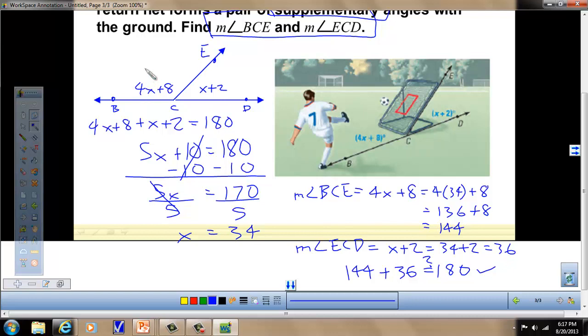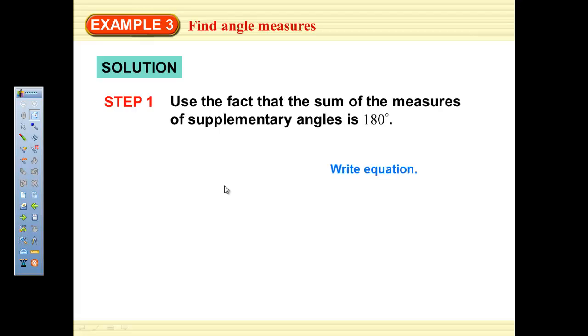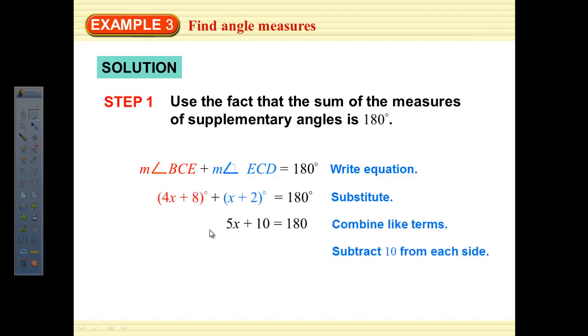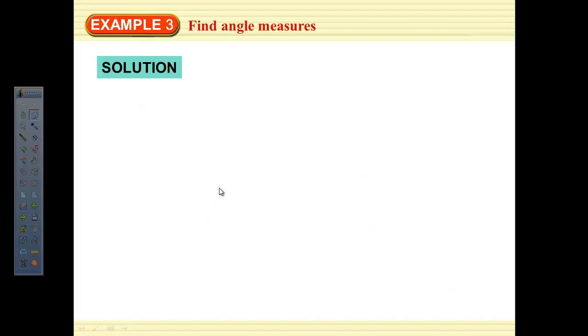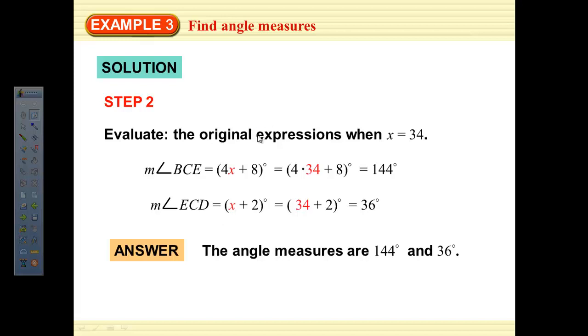And that tells us that this angle right here is 144. This angle right here is 36. Okay? So again, looking through, we add the two together and make it equal to 180. We substitute in and we simplify. And we solve. We get x equals 34. And then, once again, we plug 34 into the two expressions, and we get 144 and 36. And there are our answers.